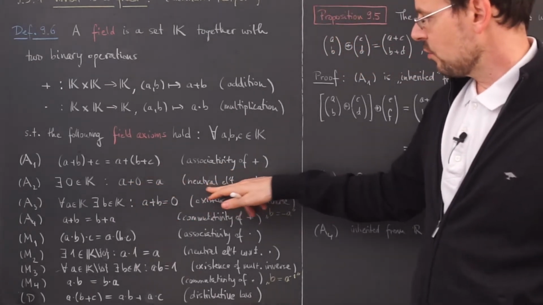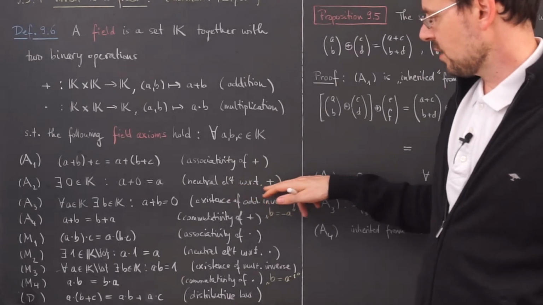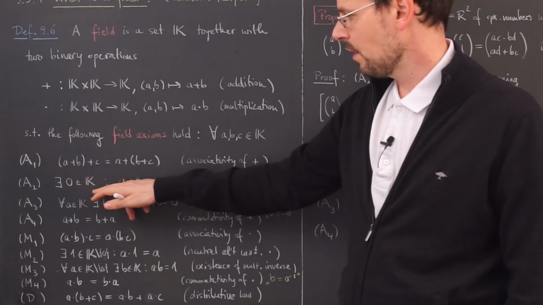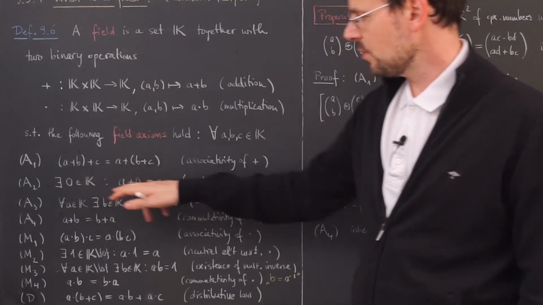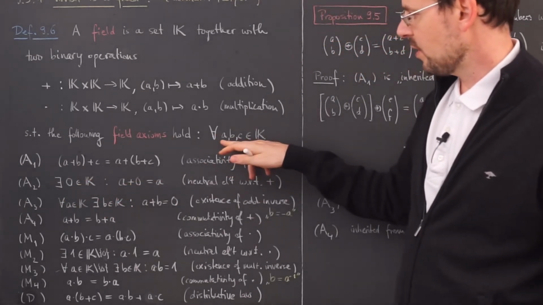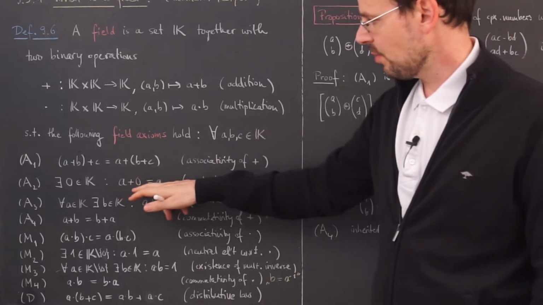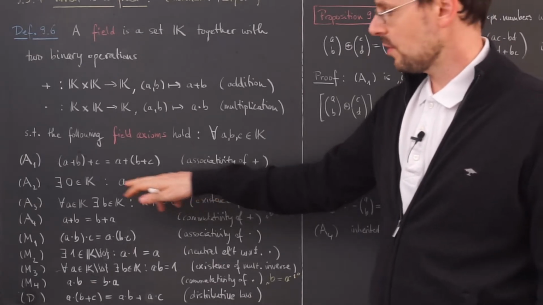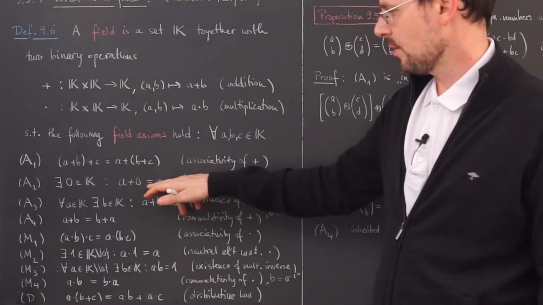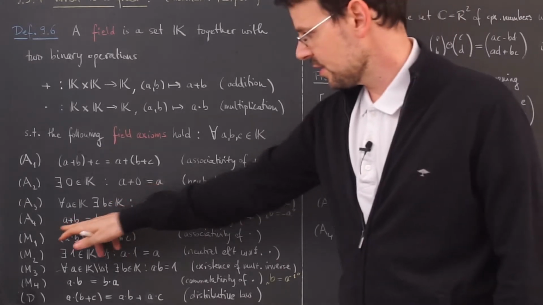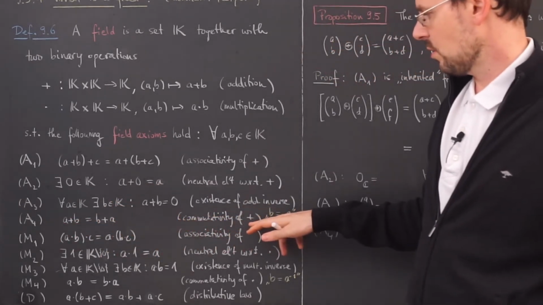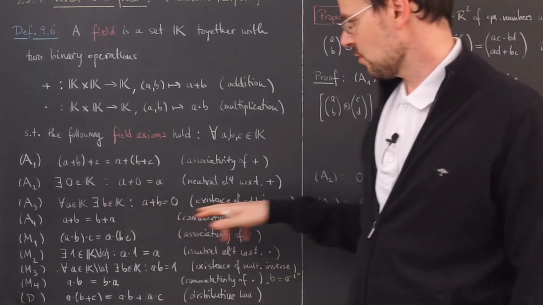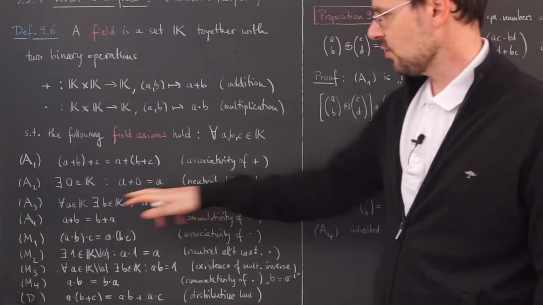Then we need to have a neutral element with respect to the addition, meaning there exists an element of K, usually denoted by 0, such that for arbitrary a in K, a plus 0 equals a. One should also ask for 0 plus a equals a, but since addition is assumed to be commutative, this is enough. The same for the so-called inverse element of addition.